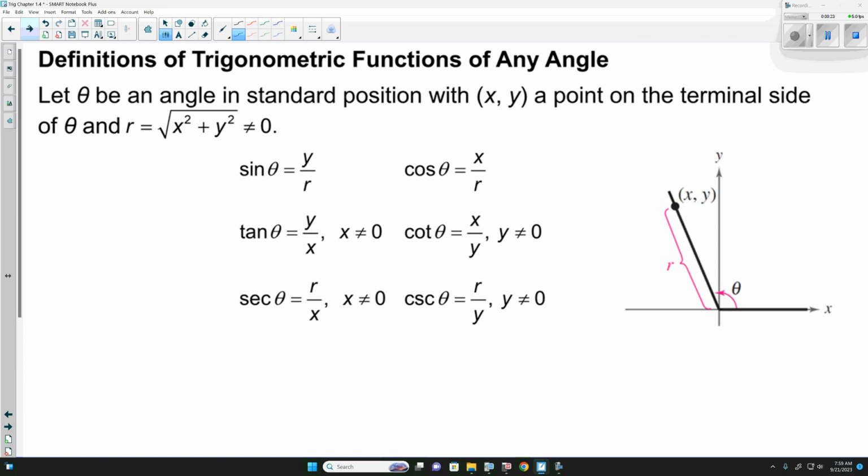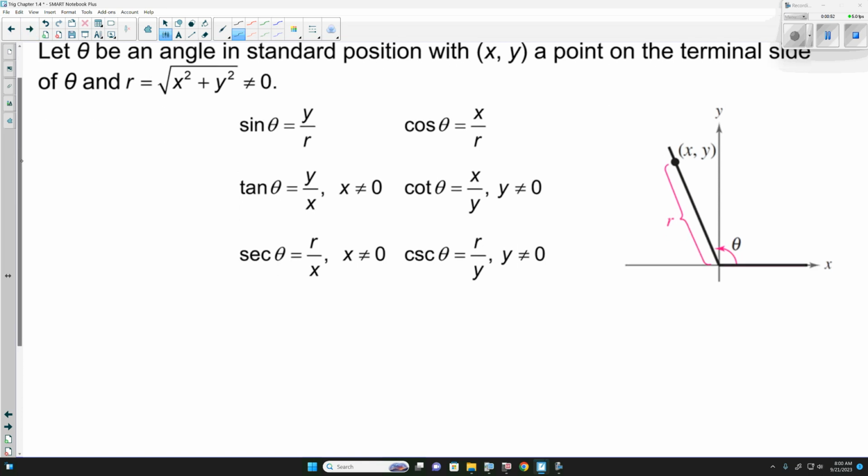Let theta be an angle. What we're looking at today, before I just dive right into a definition, is trigonometry: the sine, cosine, tangent, secant, cosecant, and cotangent of any angle. Most likely we're going to be given a point somewhere on the xy coordinate plane, and we're going to be asked to find an angle and these values.